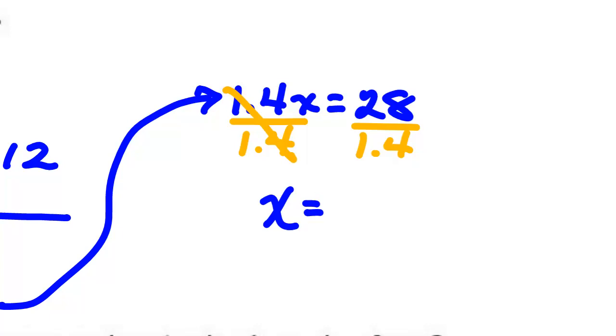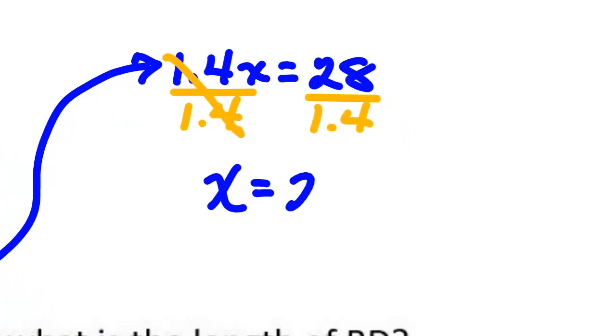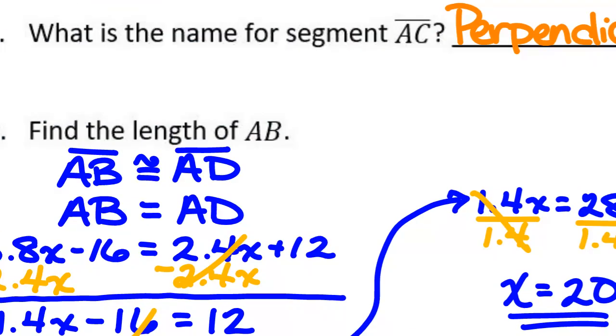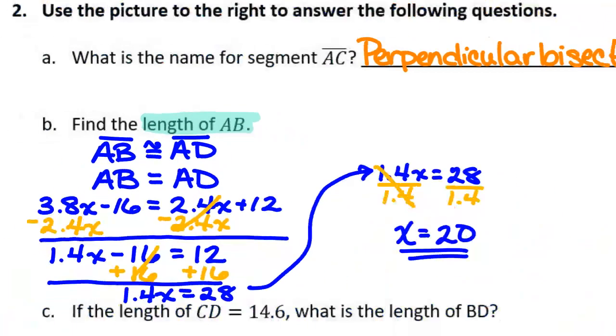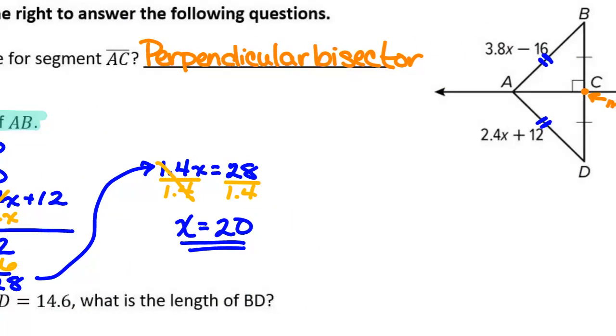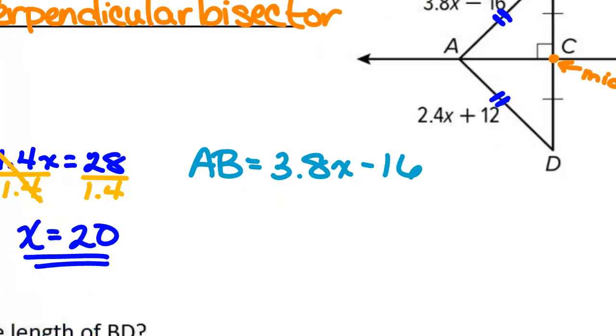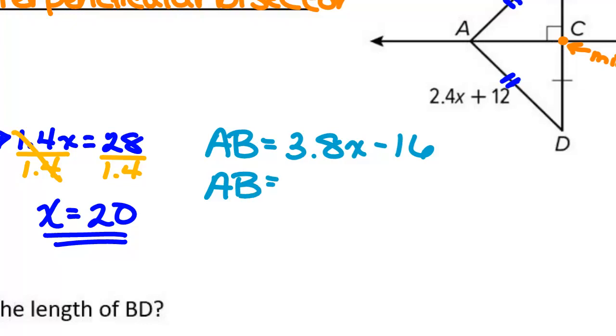What is 28 divided by 1.4? 20. So x is 20, but this problem didn't ask me to find x. It asked me to find the length of segment AB. So what do I need to do to find the length of segment AB? Substitute, yes. We know that AB is equal to 3.8x minus 16. So in the place of the x, we're going to replace that with a 20. So 3.8 times 20 minus 16.